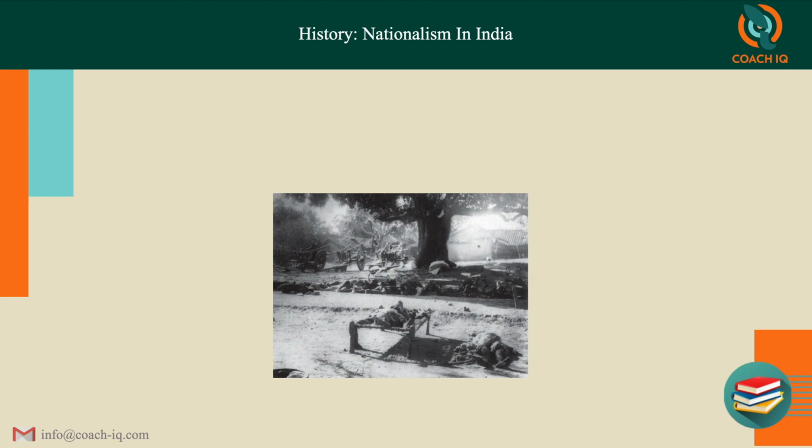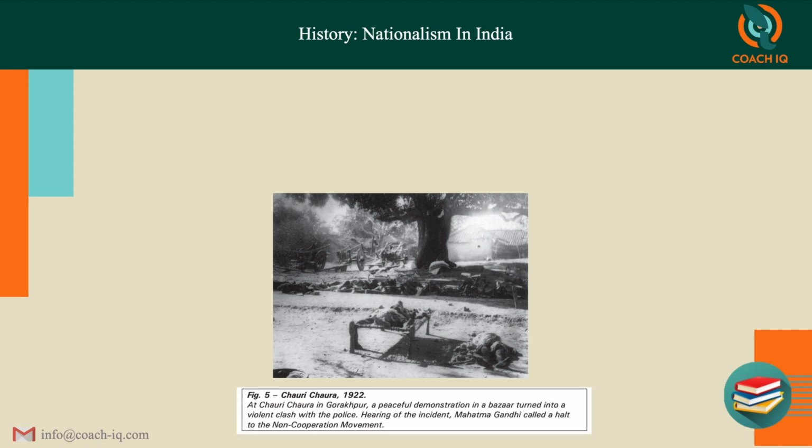Now the next MCQ shows you an image which is very macabre, very gory, terrible, because you can see that something must have burned. People's bodies are lying on the streets, and it is written Chauri Chaura 1922. And the explanation is given that this happened in Gorakhpur. A peaceful demonstration in a bazaar became violent as there was a clash with the police. And after this, Gandhiji called off the NCM.